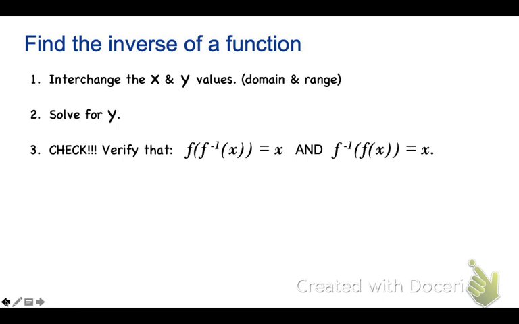Saying f of f inverse is a full mouth, isn't it? What? Now, you do not have to always check. Brad asked you. I'm sorry, Brad, what?